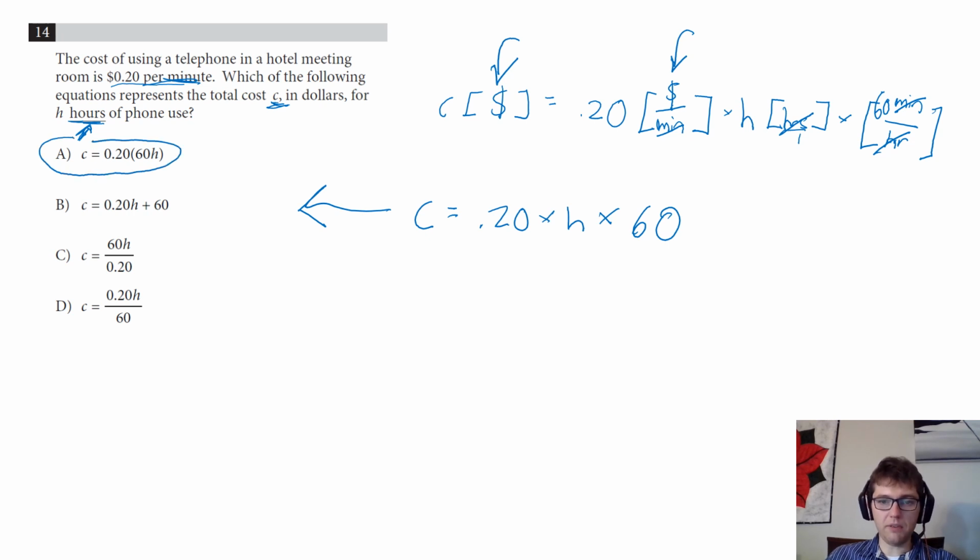So theirs is written a little bit differently. They have it 0.2 times 60 times H, but it's all multiplication. You can arrange it in any order you want. A is the correct answer. If you want to convince yourself, you can look at the other answers. B has 0.2 times H, which would be the 20 cents per minute directly multiplied by hours, and then just adding that 60. That doesn't make any sense at all. B, you can just cross out. C, they erroneously divide by this 0.2 rather than multiply. I guess you could get there if you accidentally had hours over minutes or something over here, but that's incorrect. And D makes a similar mistake where they divide by 60 rather than multiply. So those are incorrect. A is your correct answer here.